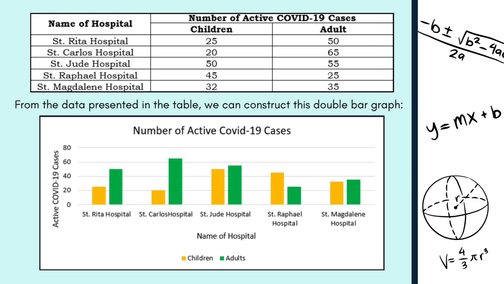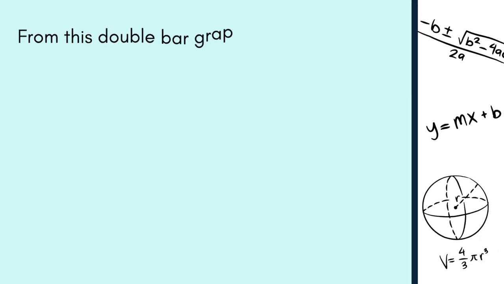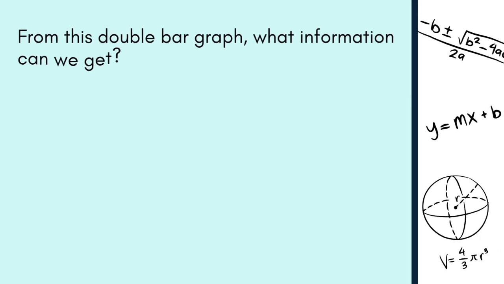So, okay, the title of the graph, number of active COVID-19 cases. On your vertical axis, you have the number of active COVID-19 cases, which ranges from 0 to 80 with an interval of 20. On the horizontal axis, you have the name of the hospital. So St. Rita, St. Carlos, St. Jude, St. Raphael, and St. Magdalene. Okay, now from this double bar graph, what information can we get?